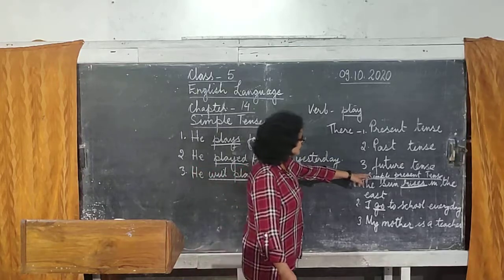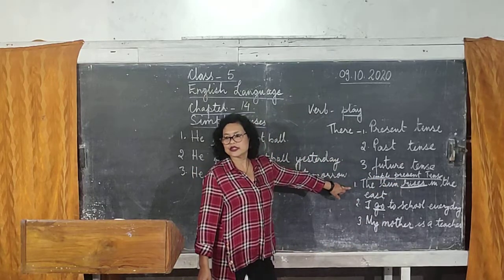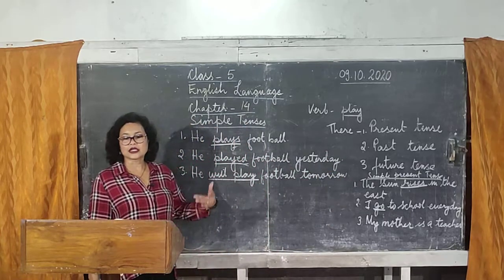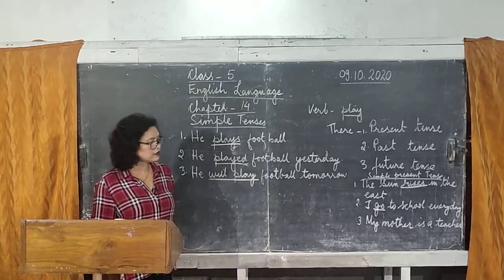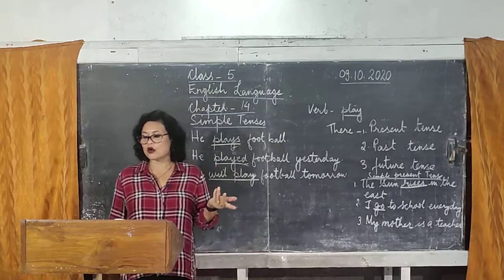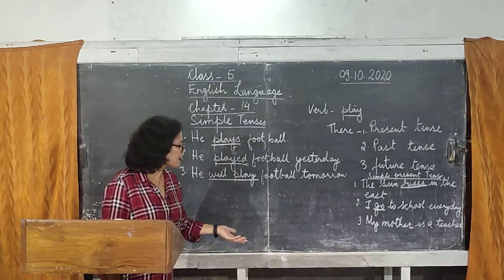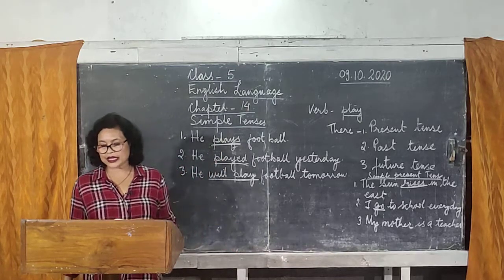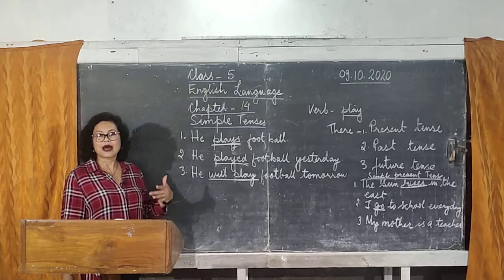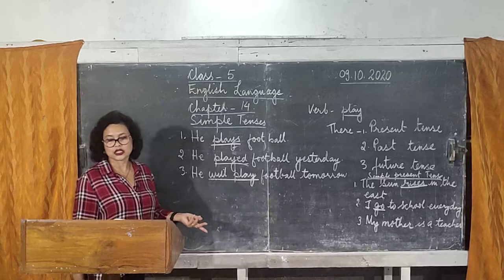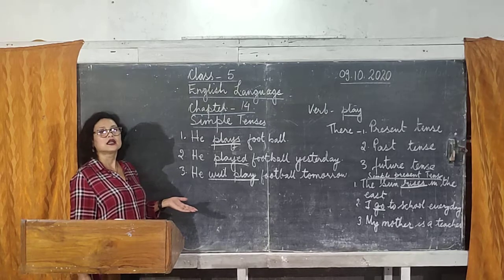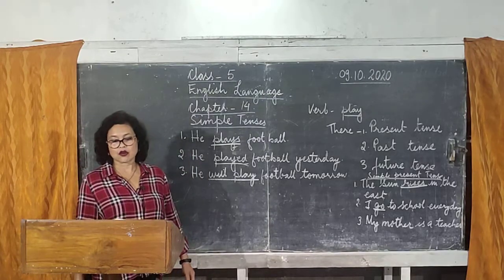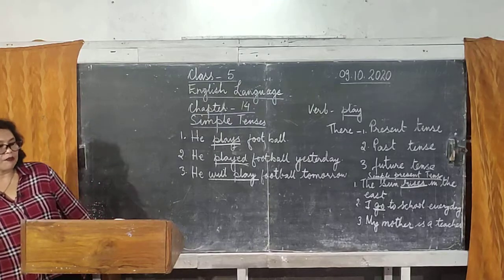My mother is a teacher. So children, in the simple present tense, we have universal fact. The sun rises in the east, or the earth revolves around the sun. Number 2, to express habitual action or custom. Like I go for a walk every day, I go to school every day. The third one is to express fact or something which is true at present. My mother is a teacher. Or the ducks quack, the dogs bark. These are the present tense.